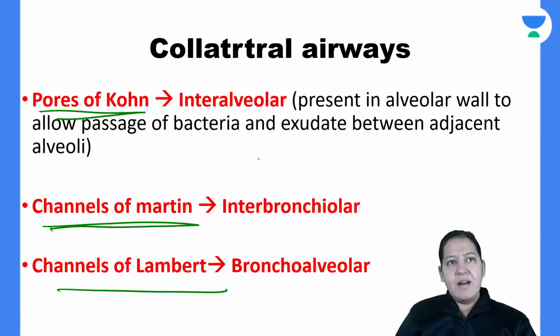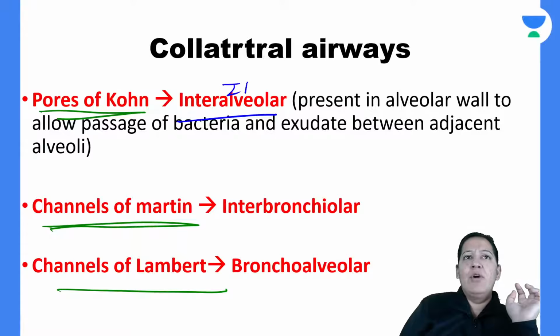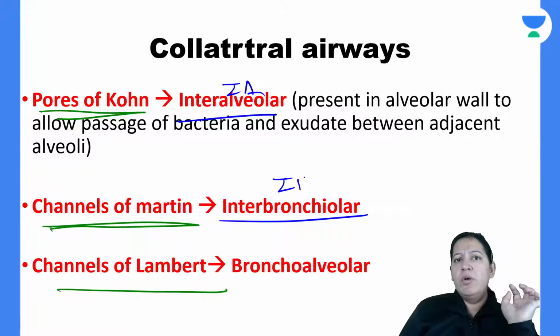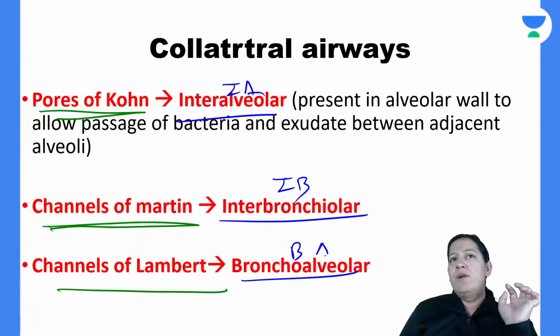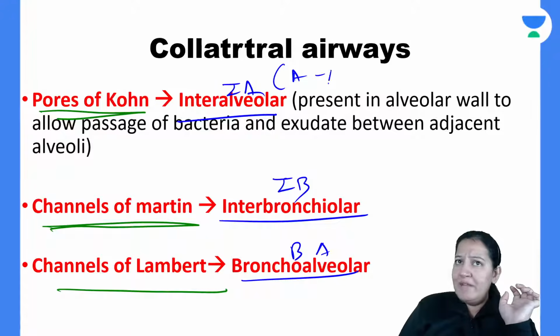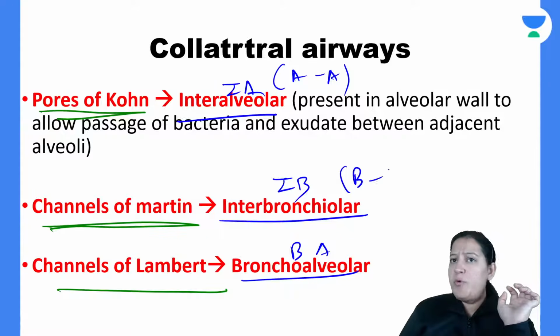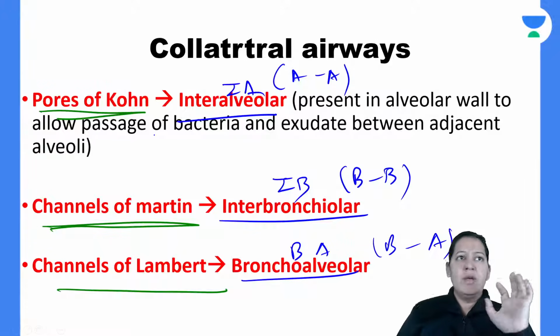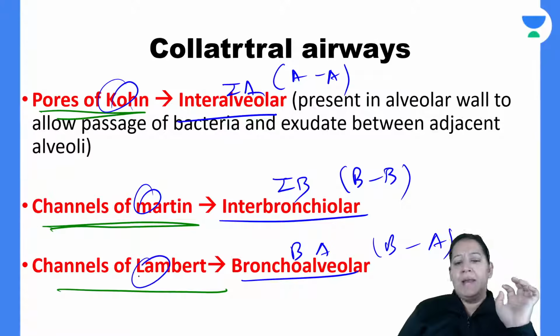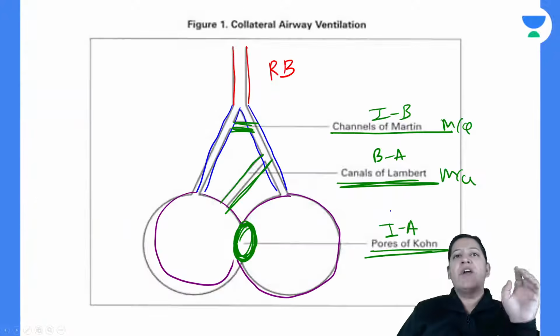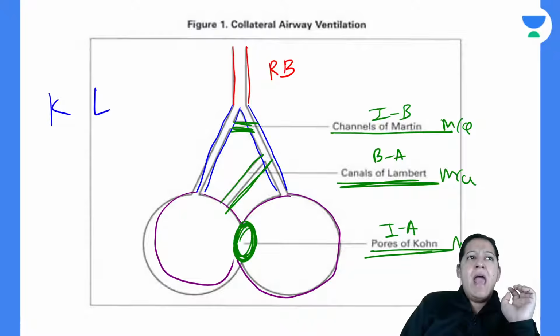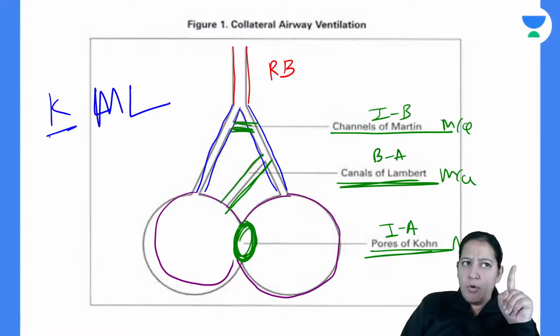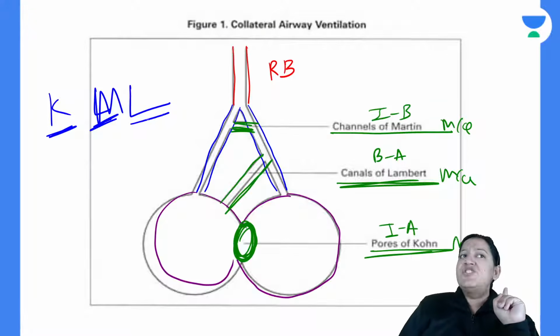So you can see their other names. It is interalveolar, interbronchiolar, and bronchioalveolar. It is connecting two alveoli. It is connecting two bronchioles and it is connecting one bronchiole and one alveolus. So you have to learn it. KML is the mnemonic. In this diagram, you can learn like KML: pores of Cohen, channel of Martin, channel of Lambert.